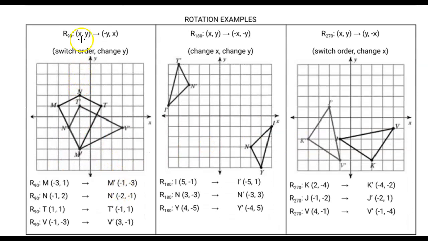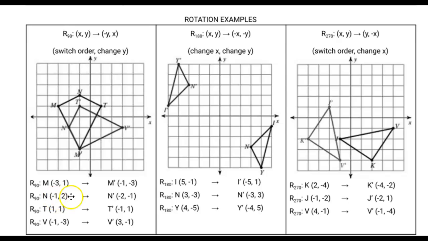In this first example, it's a rotation of 90 degrees. The rule is (x, y) becomes (negative y, x). In other words, we switch the order of the two numbers and we change the sign of y. So whatever this y value is, it changes to its negative or its opposite. In this example, (negative 3, 1) becomes (negative 1, negative 3). What we've done is we've switched the order, so the 3 goes in the back and the 1 goes in the front, and we've changed the y value. You can see that this y value is positive 1. It changes to, you guessed it, negative 1.